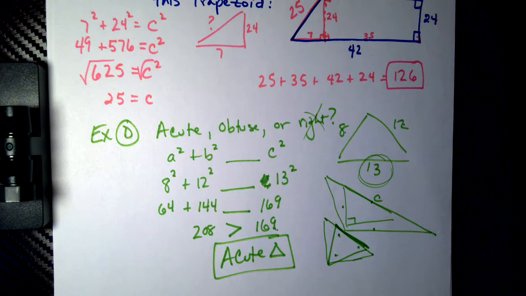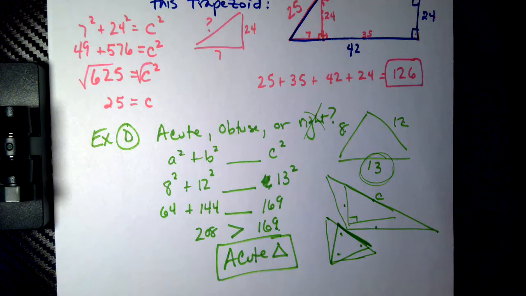There's an example of using the converse of the Pythagorean theorem. All right, so we have distance formula, Pythagorean theorem, converse of Pythagorean theorem. There's all my examples for you. We've done a little bit of each.